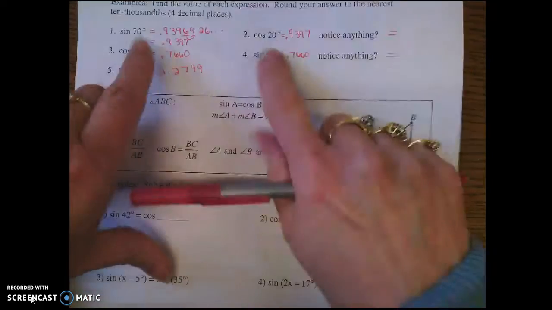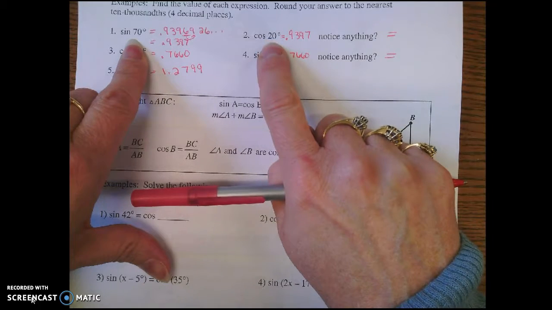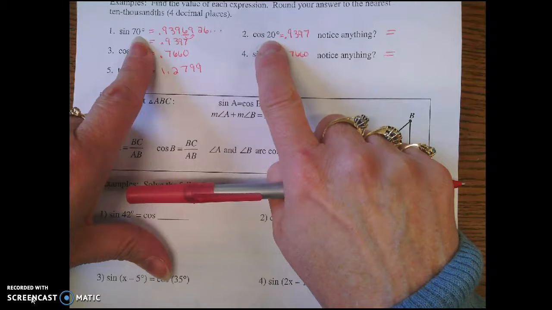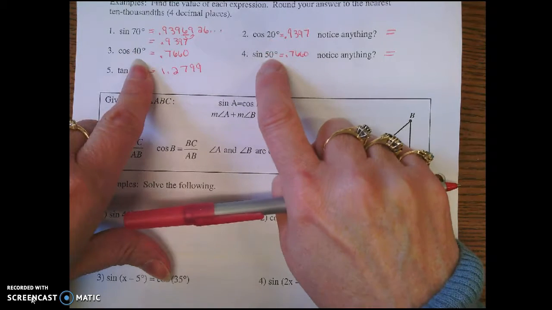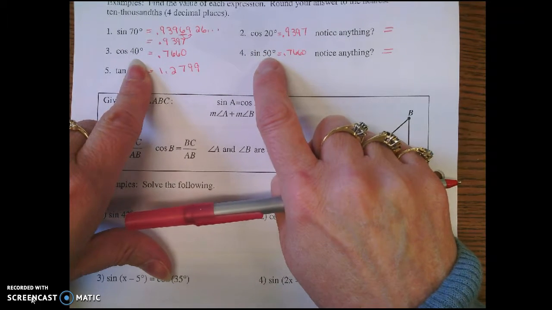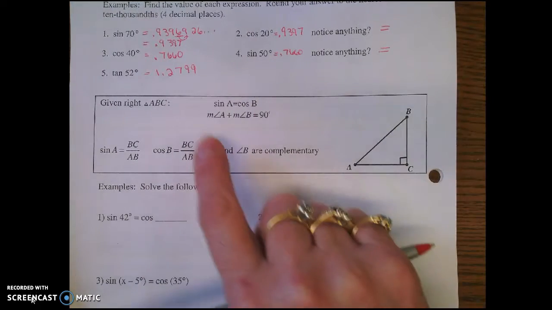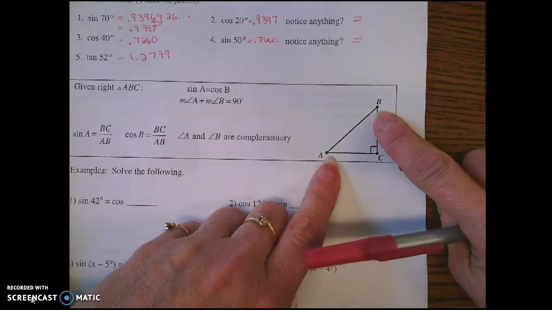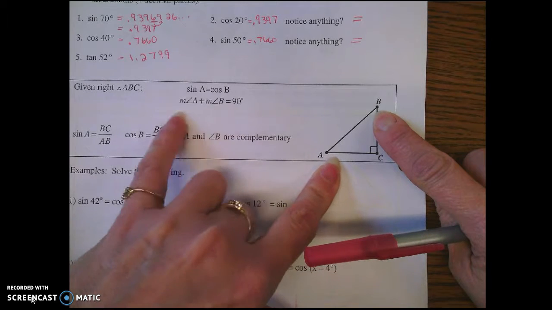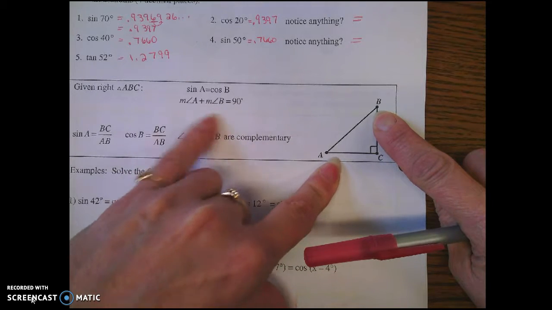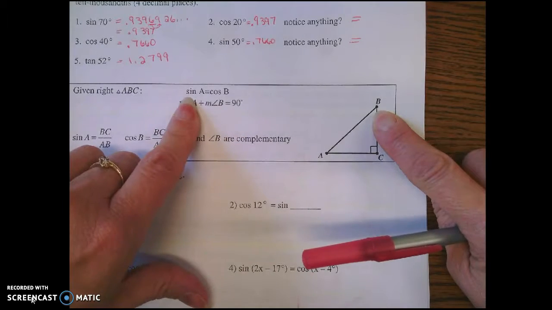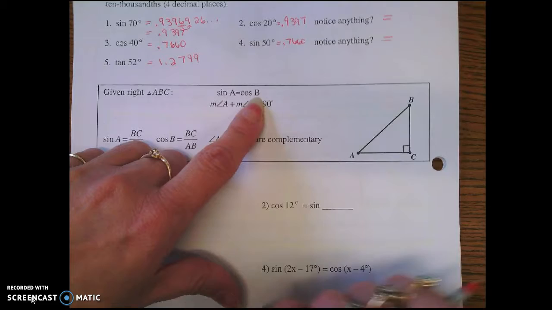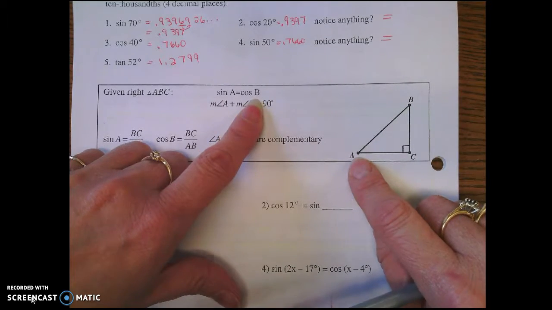Now, how come these have the same value? Look at 70, look at 20. Look at 40, look at 50. Anything going on there? Remember, in a right triangle, angle A and angle B are always complementary. They add up to 90. So the sine of one angle is always going to equal the cosine of the other acute angle.